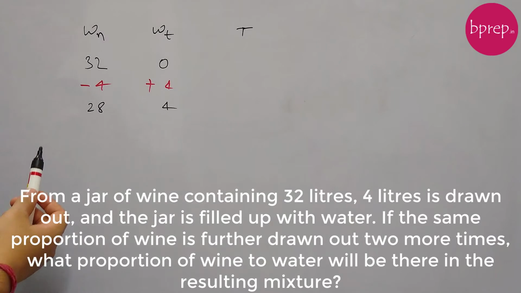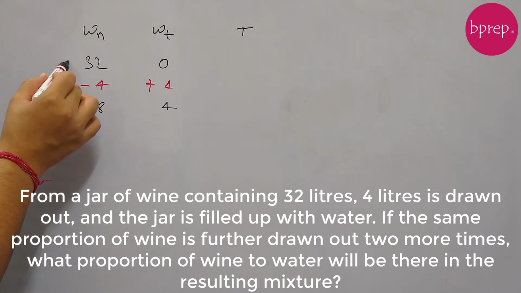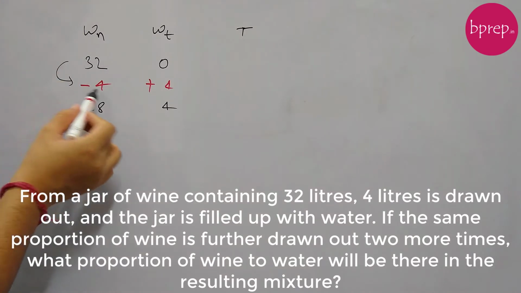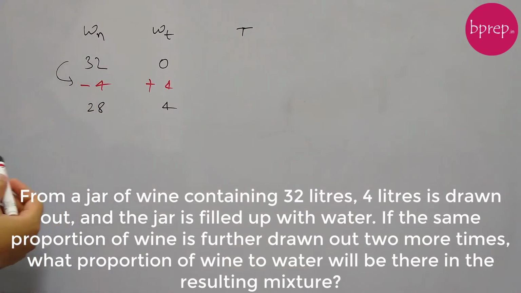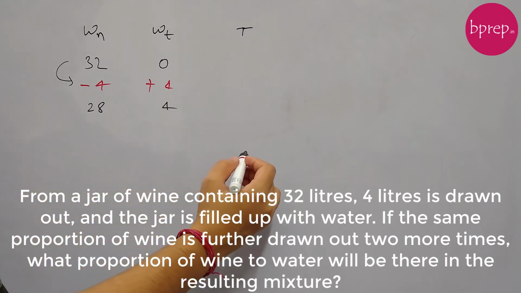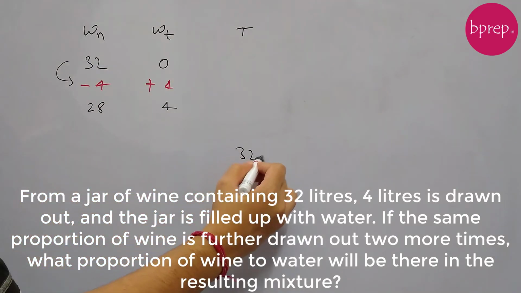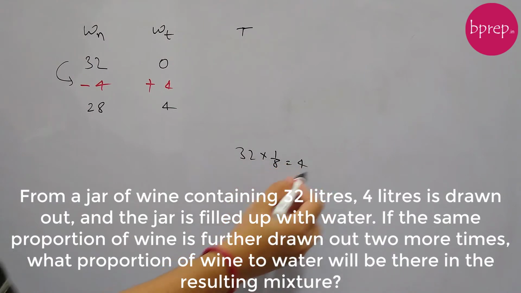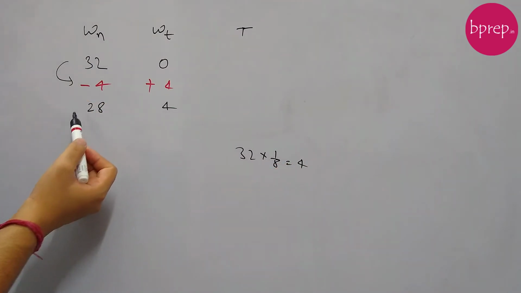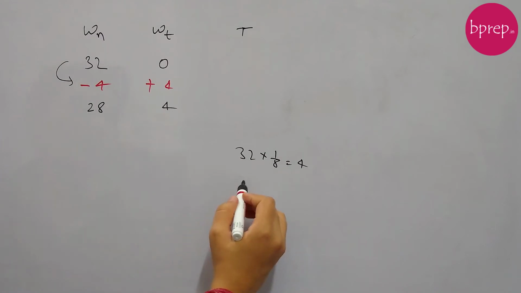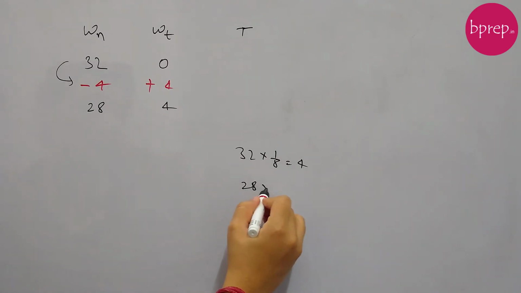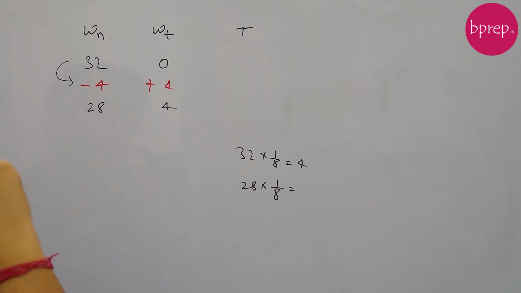Okay. So now second time same proportion of wine is again taken out. So here if you see wine was 32 liters and we are taking minus 4. So it is 1 by 8th, right? So 32 into 1 by 8th is 4 liter. So in same proportion again next time we are taking wine. So now we have wine as 28. So 28 times 1 by 8. Okay. So this will be 3.5. So in second time we are taking 3.5 liters wine out.